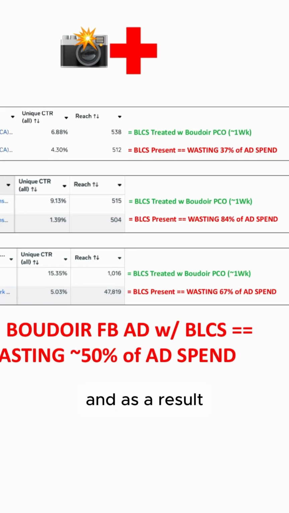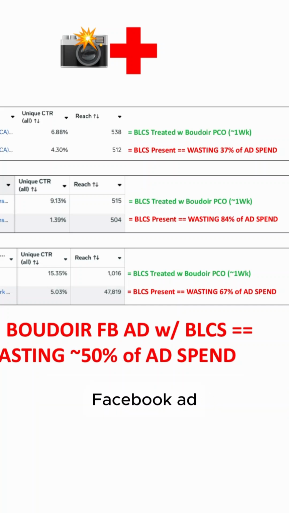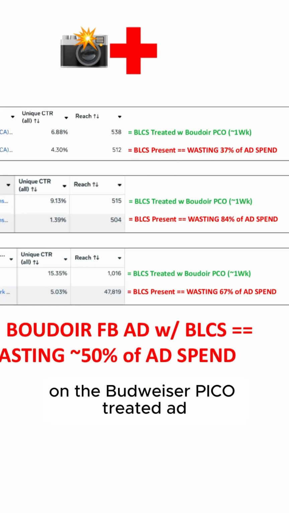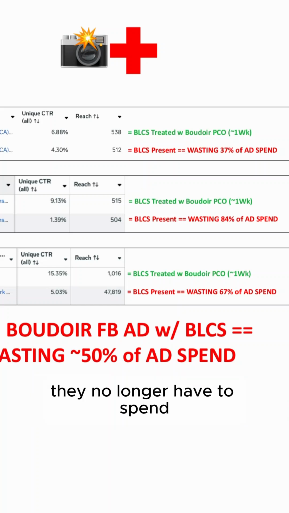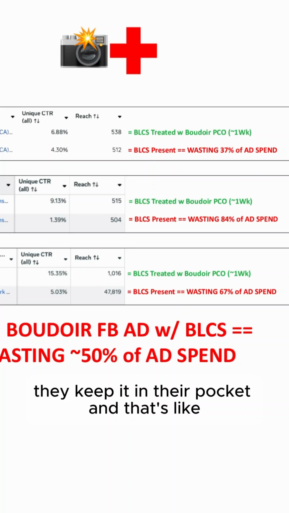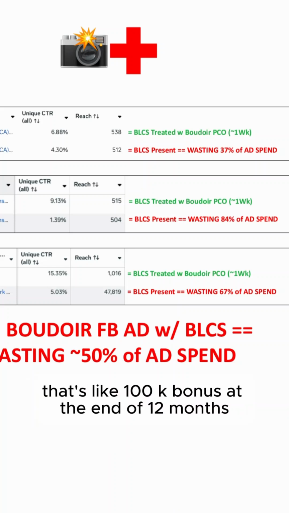If they're spending 10 grand a month on the original Boudoir Facebook ad, now they only need to spend 1.6 grand a month on the Boudoir Pico treated ad to get the ad into the same number of women's brains. So $8,400 a month they no longer have to spend, take it out of their budget, they keep it in their pocket, and every single month, that's like a 100K bonus at the end of 12 months.